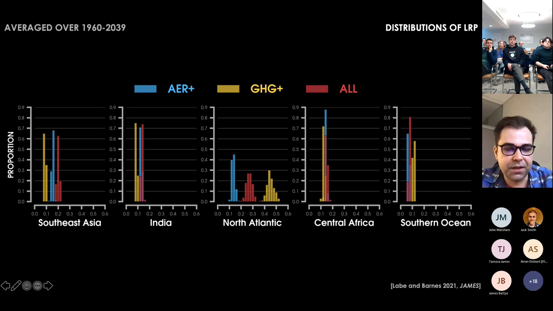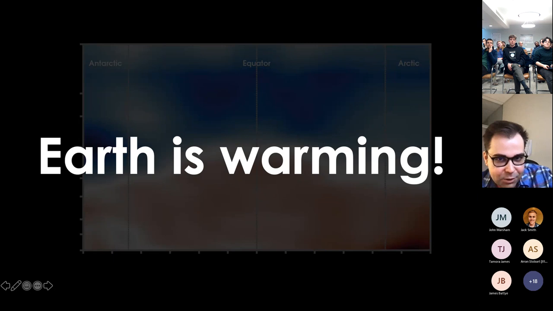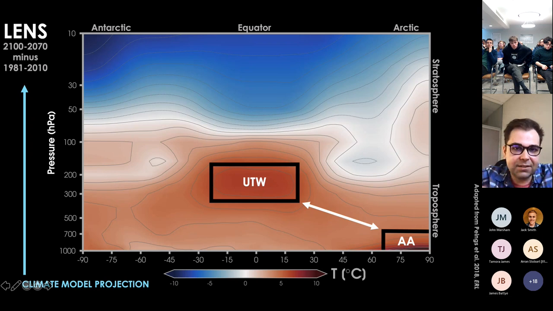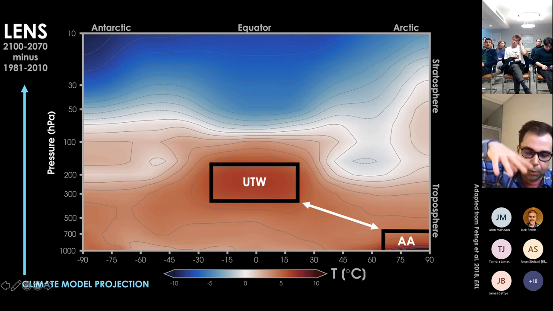Okay, so I'm going to switch gears a little bit into another fun example of some recent work we've done. And just to get started, instead of thinking at the surface, now I want you to think about vertically aloft. So when we think about climate model projections of the future of temperature, but now through the troposphere and stratosphere, this is what the projections look like.